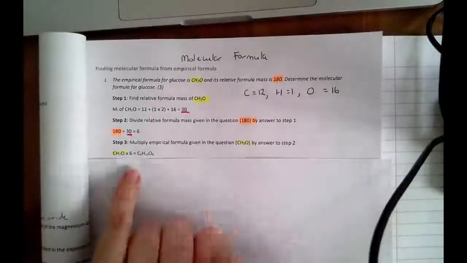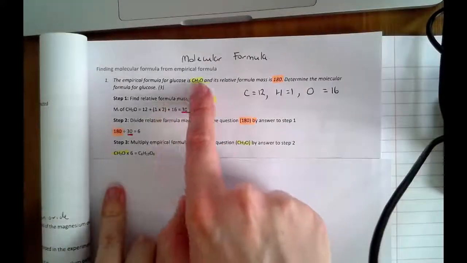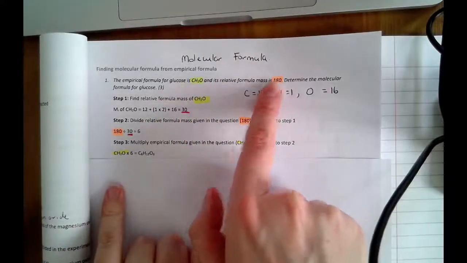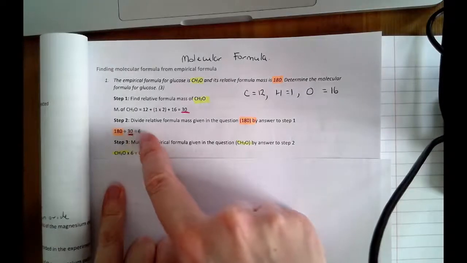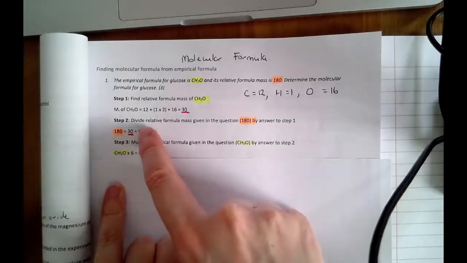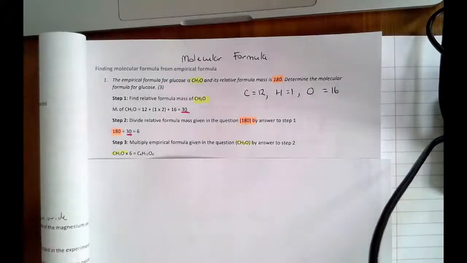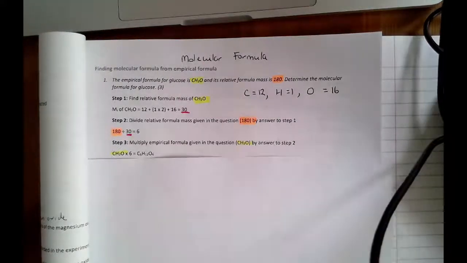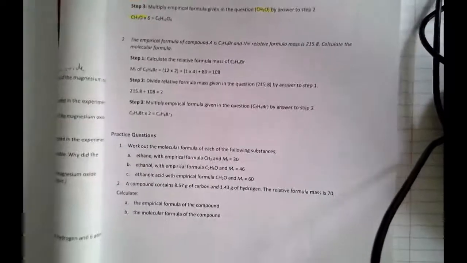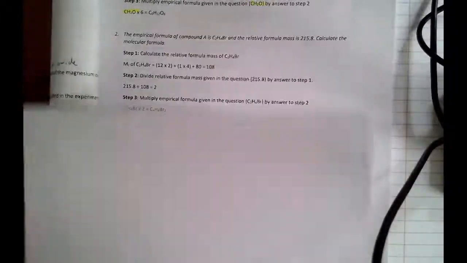If you're given the formula mass, you can then do this step 2 calculation to find that number 6, and then once you've got that number, you multiply to get back to where you started, C6H12O6.